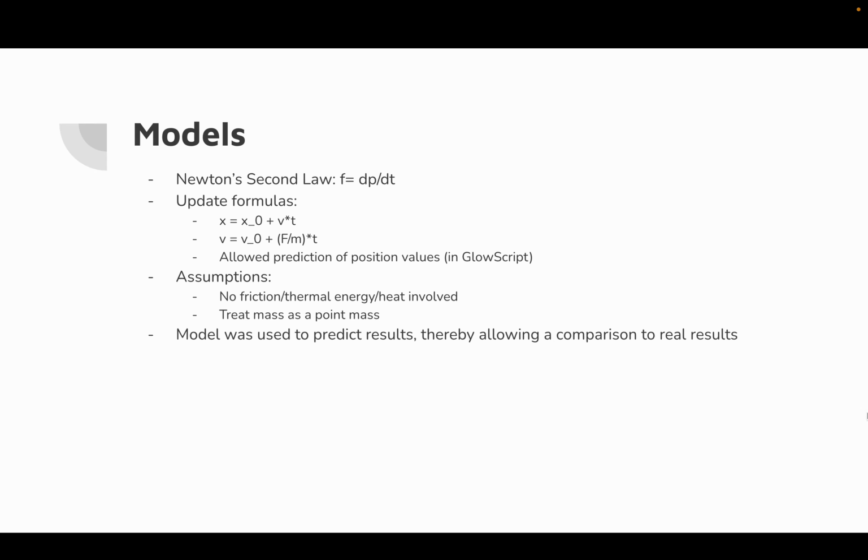For the model, I apply Newton's second law, written as force equals the time rate of change of momentum. I step the momentum forward using the update formulas. Position equals initial position plus velocity times time, and velocity equals initial velocity plus force over mass times time. These updates let me predict positions in GlowScript to compare to the video data. My assumptions are no friction is involved, no thermal losses are involved, and the mass behaves like a point particle.